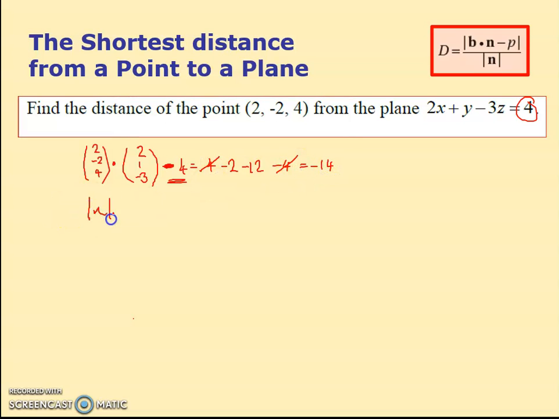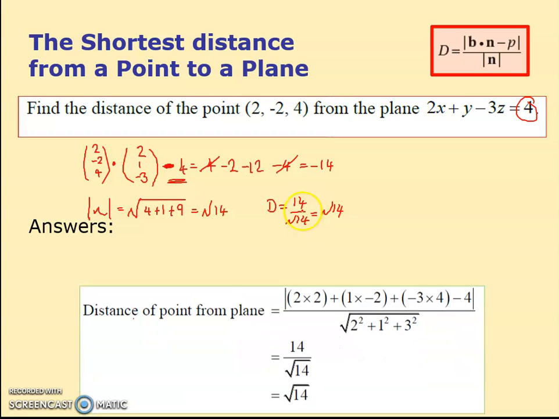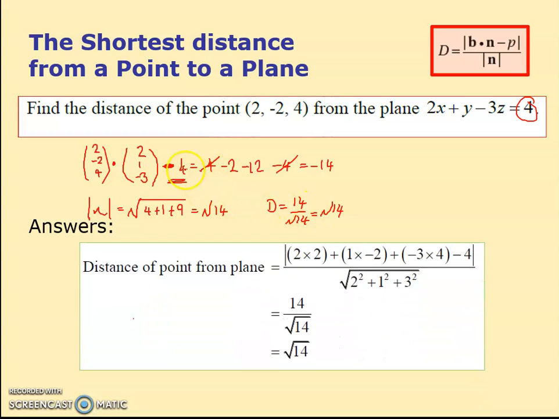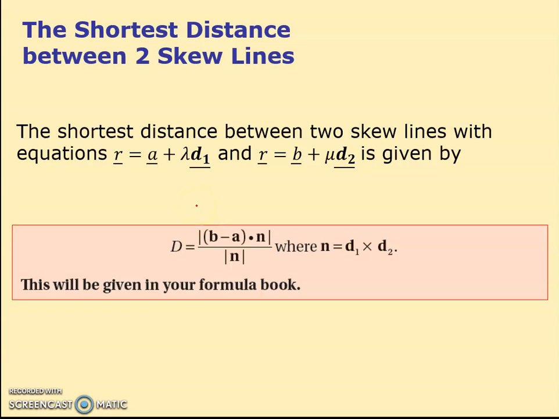I need the magnitude of the normal, which is the square root of this thing here, which is 4 plus 1 plus 9 when you square them all, which is root 14. All right, root 14, yes it is. So I can ignore the minus, so my distance D is 14 divided by root 14, which is root 14. Let's see if that's the answer. Root 14 is the answer. They've got their working out there, so you can see that was so much quicker.